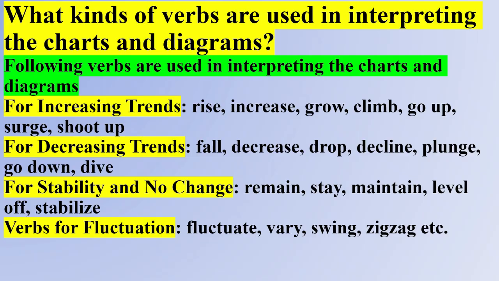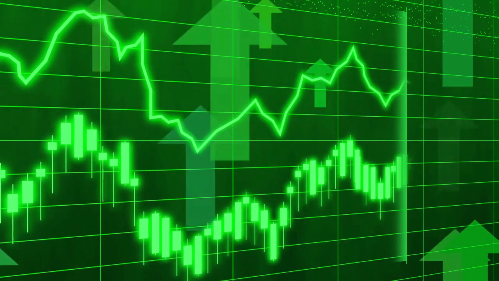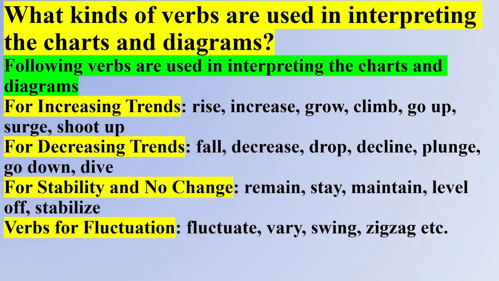What kinds of verbs are used in interpreting the charts and diagrams? Following verbs are used in interpreting the charts and diagrams. For increasing trends, when the quantities or values are up, then the following verbs should be used, such as rise, increase, grow, climb, go up, surge, shoot up.